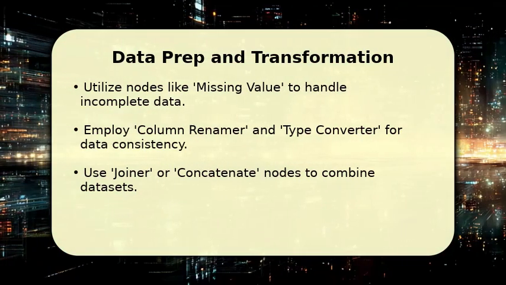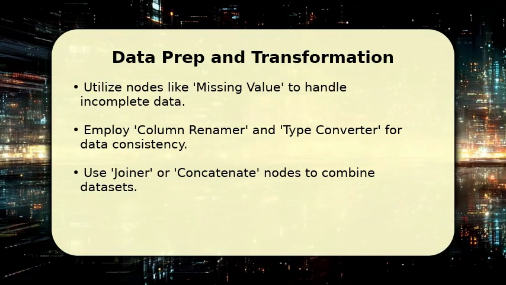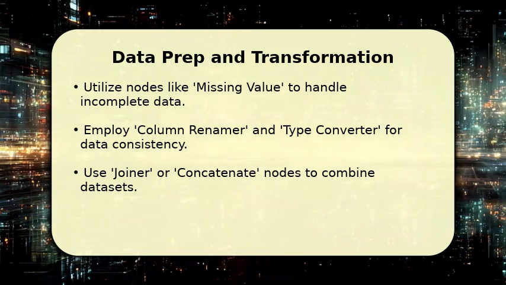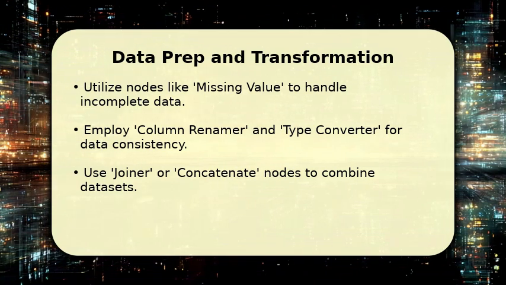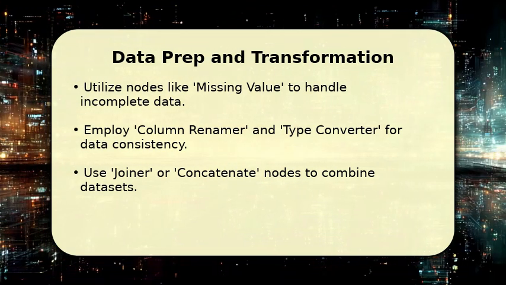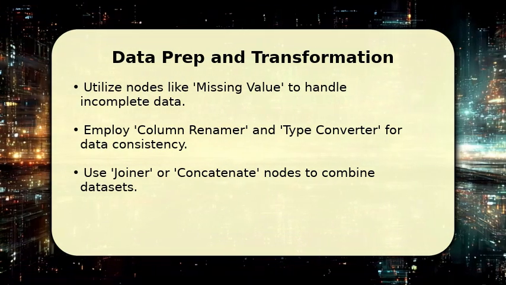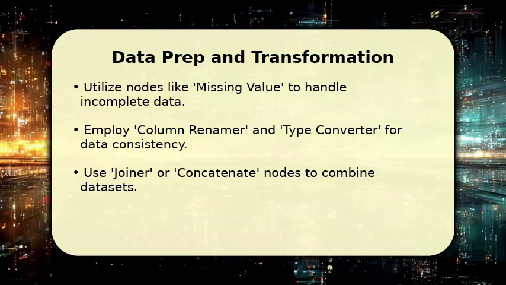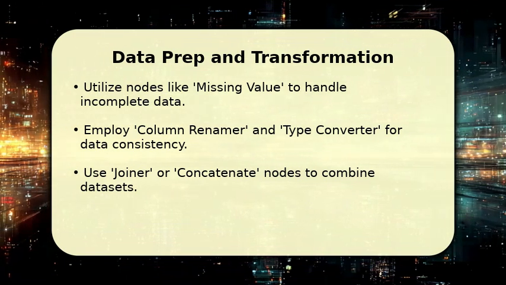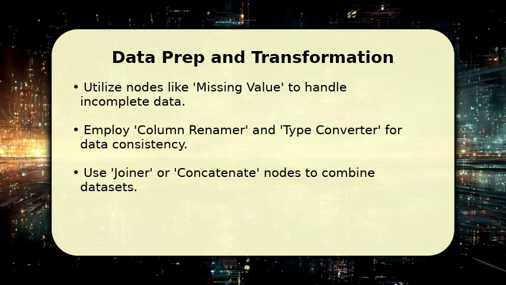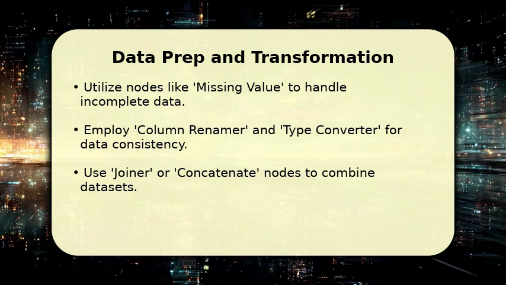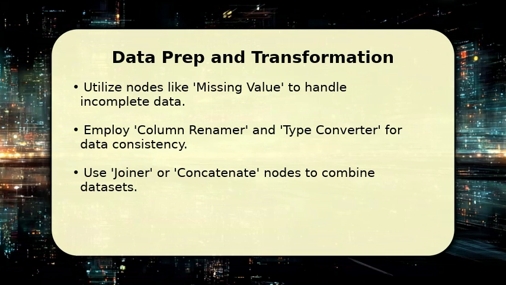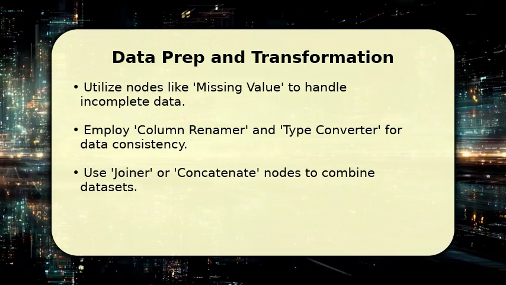Data preparation is crucial, and Knime offers powerful tools. For instance, use the missing value node to handle incomplete data by replacing missing entries with a mean, median, or fixed value. To ensure consistency, employ the column renamer node to standardize column names across different datasets. If you need to combine information, the joiner node allows you to merge tables based on common keys, while the concatenate node stacks them. These nodes help clean and structure your data efficiently for analysis.